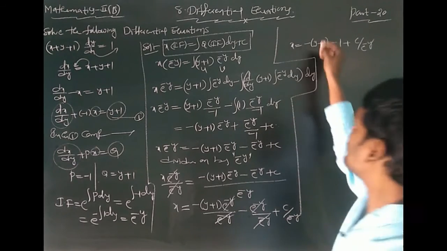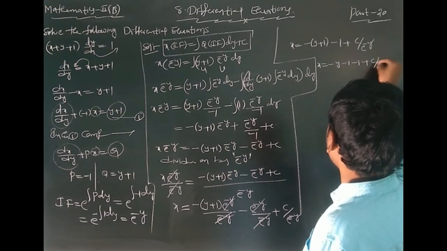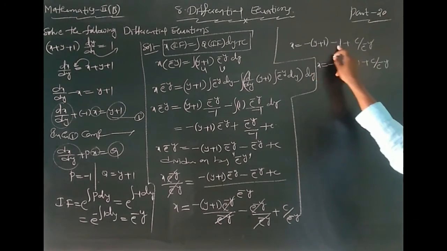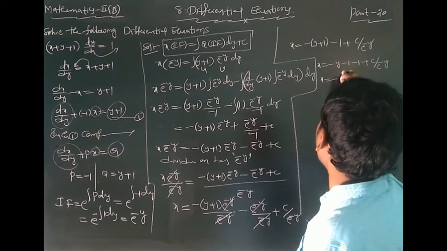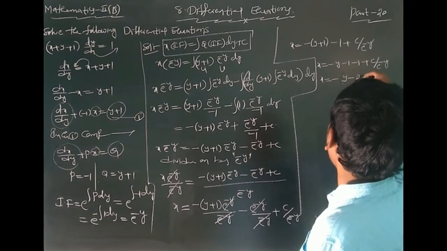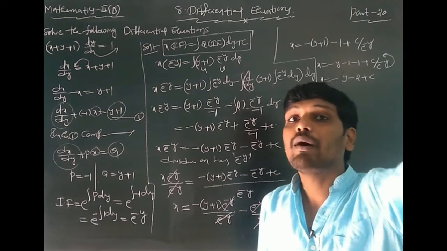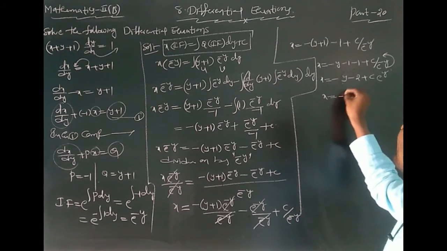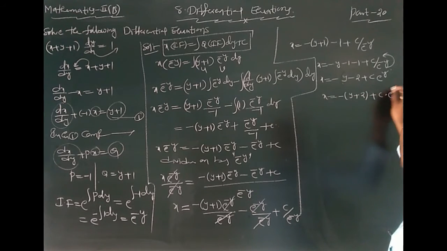Understood or not? After that, multiply: x equals minus 5 minus 1 plus c by e power minus 5. Minus into 5 minus 5, minus into 1 minus 1, minus 1 already is there. After that, x is equal to minus of minus 5 minus 2 plus c into e power minus 5, which goes to the numerator as e power plus 5. That's why we write e power 5. x is equal to minus of y plus 2 plus c into e power plus y.